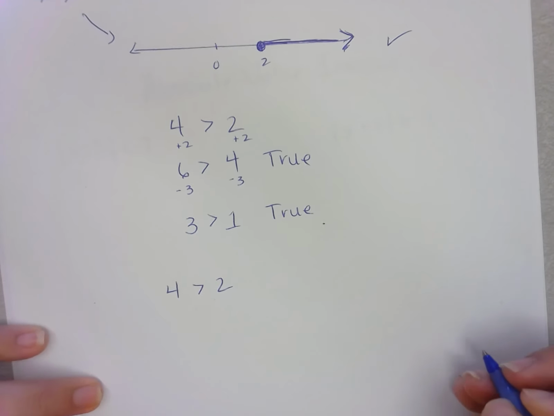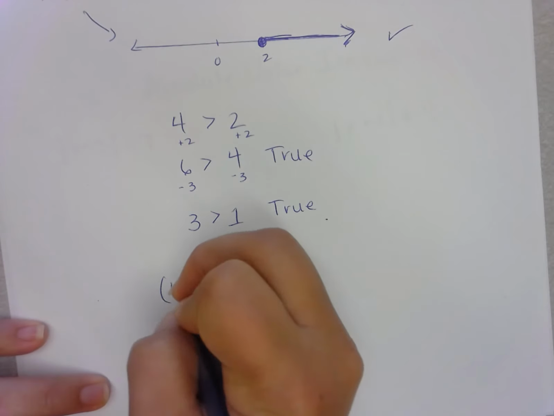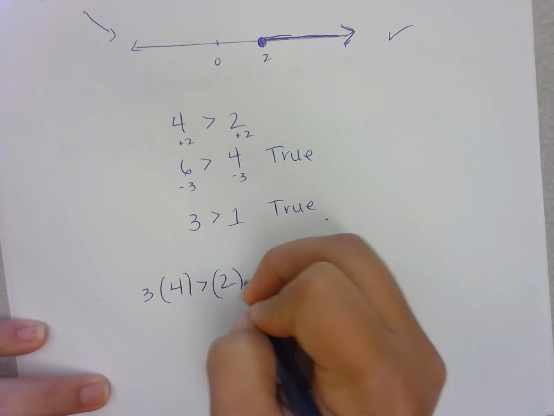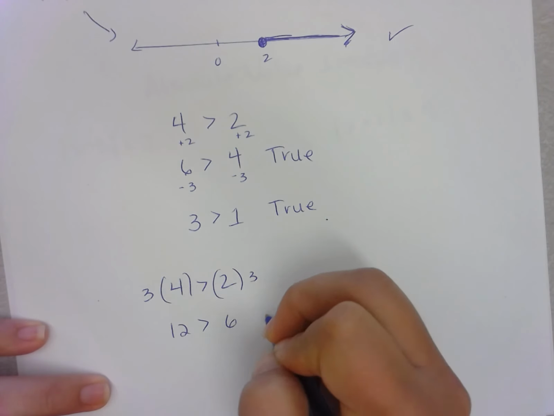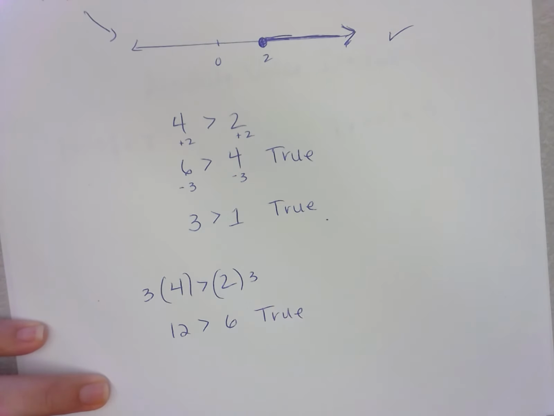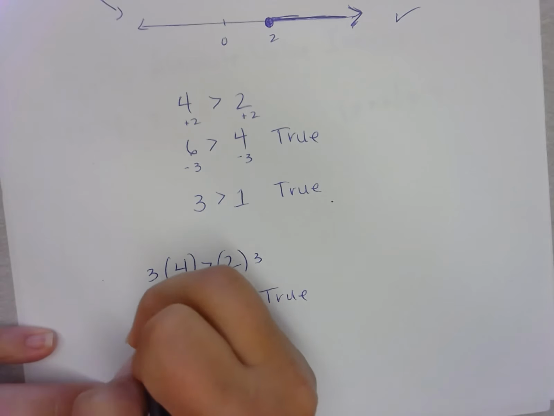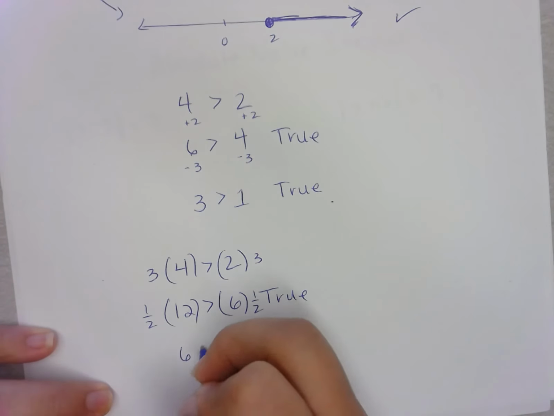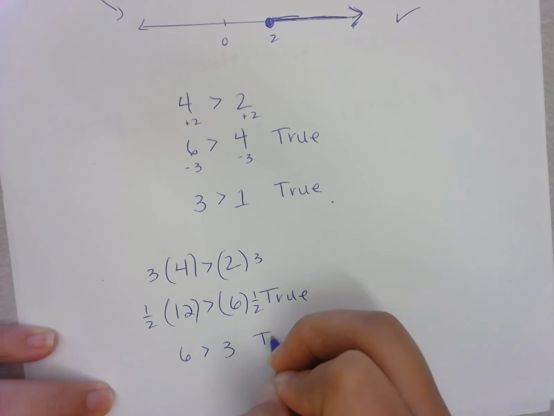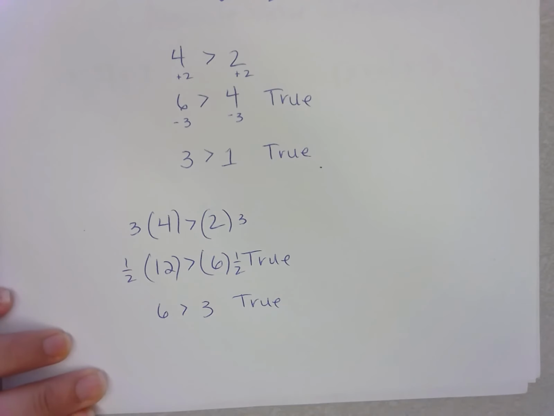So let me start with my 4 is greater than 2. Let's multiply both sides by a positive number. I'm going to multiply this side by 3 and this side by 3. Then I get 12 is greater than 6. This is still true. Let me multiply by, let's see, how about a half? Let's multiply by a fraction. Again, I get 6 is greater than 3. This is still true. So far multiplication hasn't been an issue.